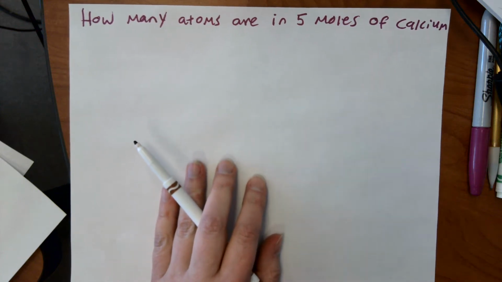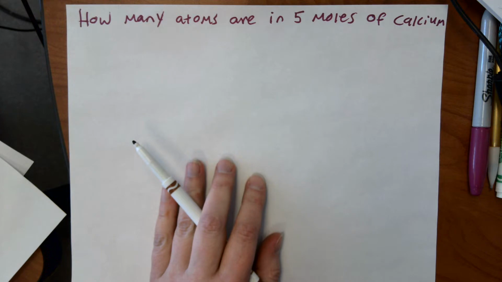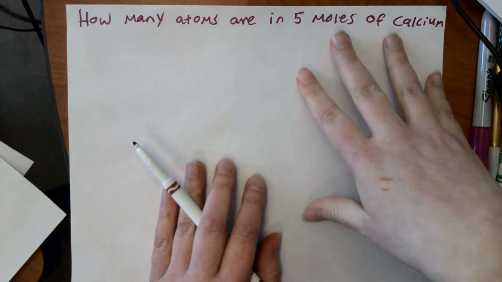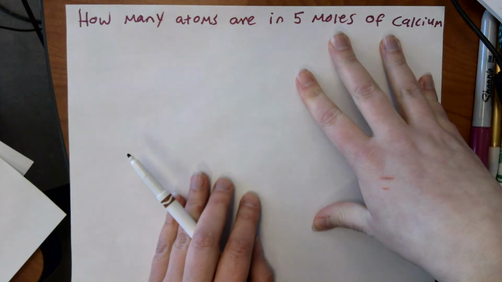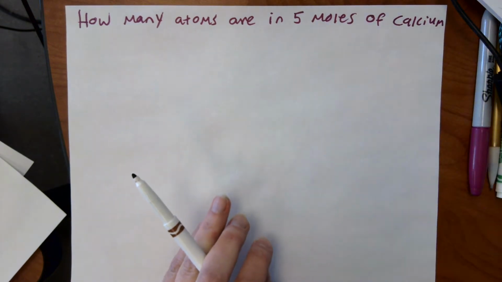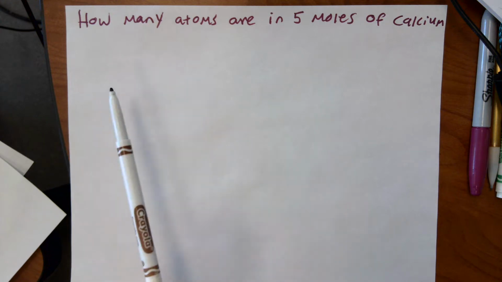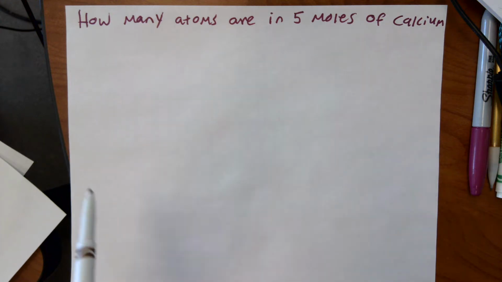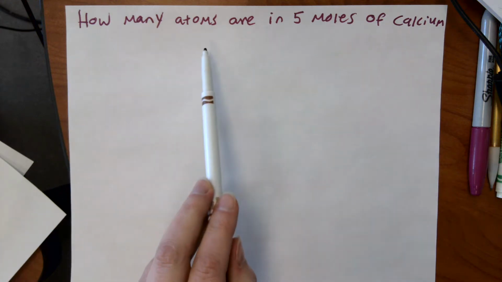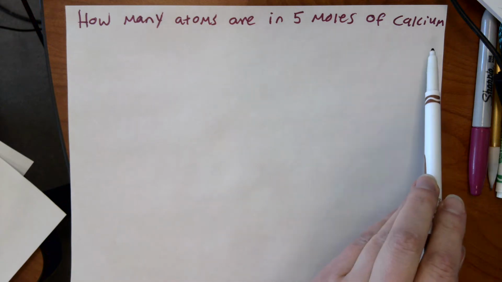Hello, chemistry. Miss E back to try and help you out with some mole conversions and come up with a step-by-step process in order to figure out these types of conversion problems and how to set them up. Okay? So first of all, let's look at what your problem reads. This one reads, how many atoms are in 5 moles of calcium?